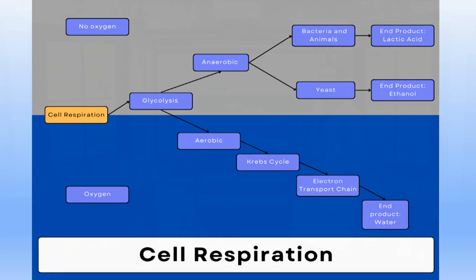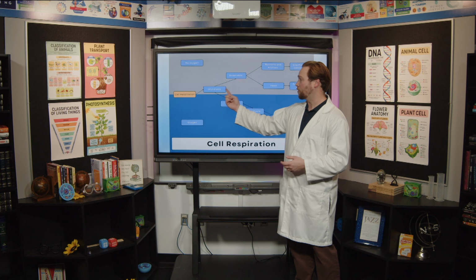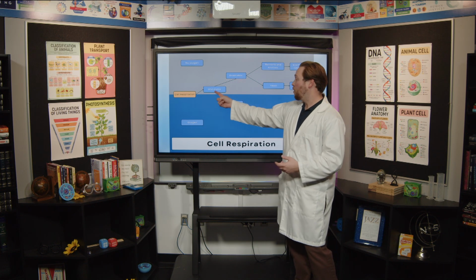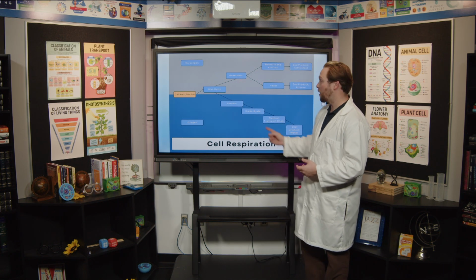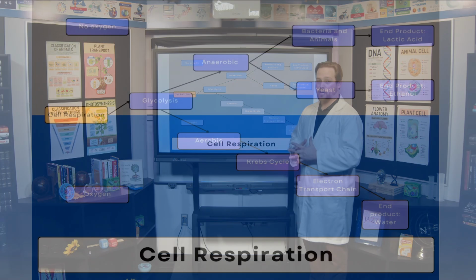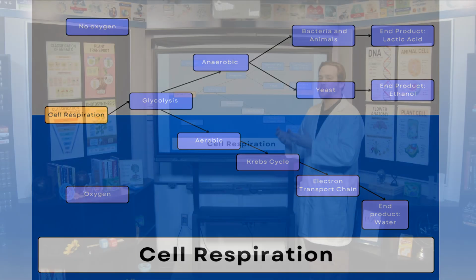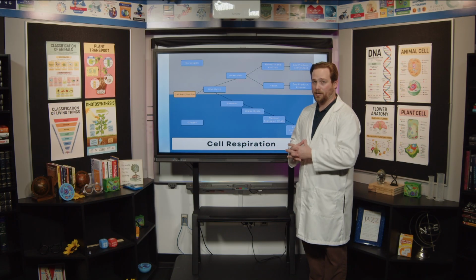Okay, so let's go the bottom route this time. Again, you always do glycolysis first, right? It's the first part of cellular respiration regardless. If you have oxygen, we can do this route down here. So we're going to do aerobic respiration. That's the type that requires oxygen. The first part of that process is known as the Krebs cycle, and another name for that is the citric acid cycle. This happens in the mitochondria. We don't make a lot of ATP here, but we make everything that we're going to need for the last part of cellular respiration.